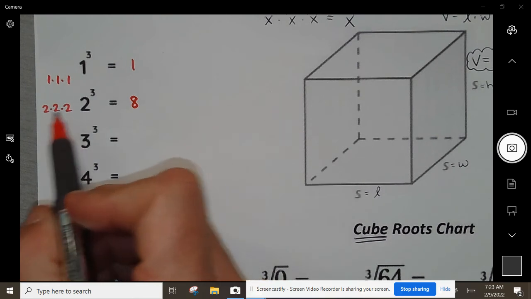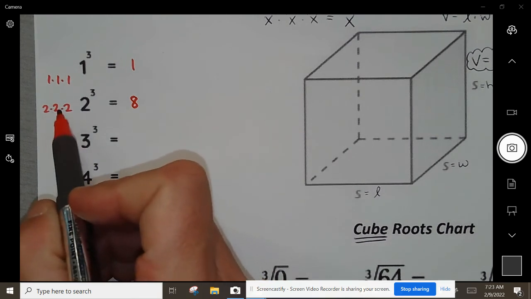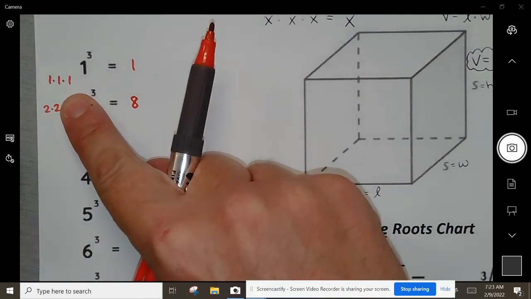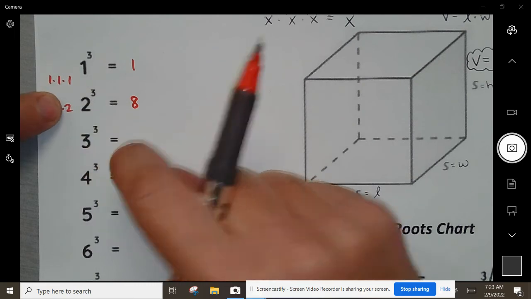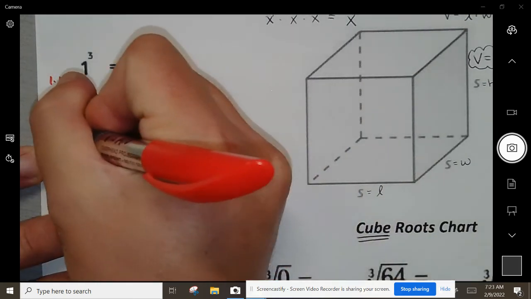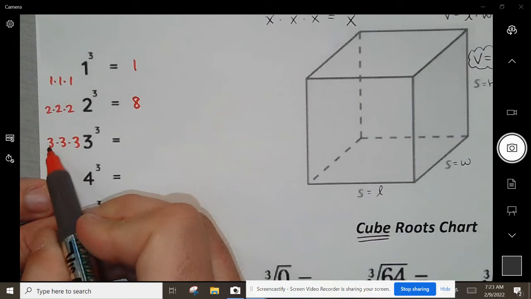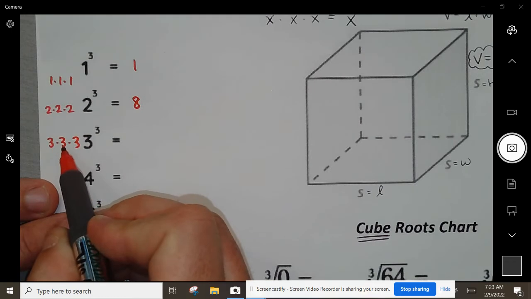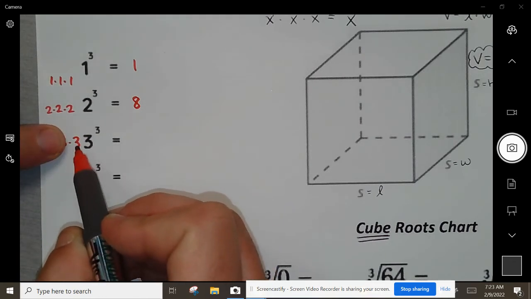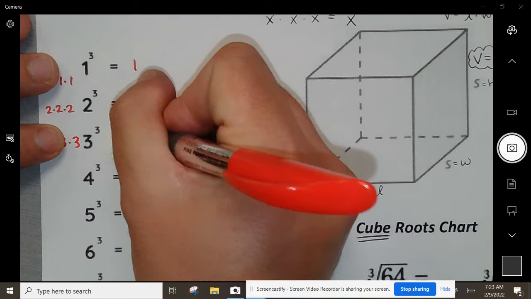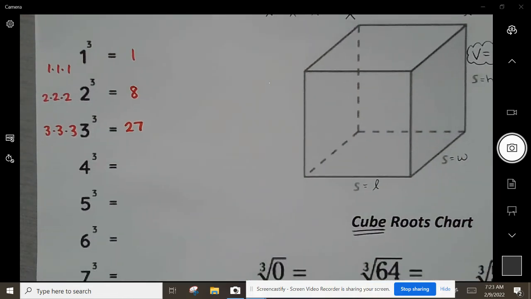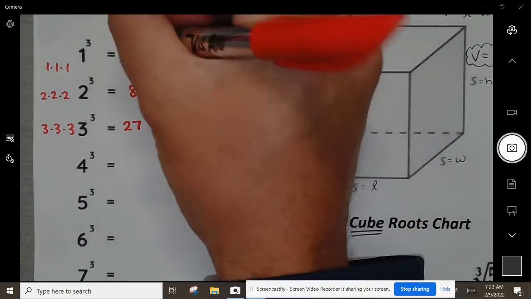This is not 6. Some people look at this and say, oh, that's 6, because it's 3 times 2. Nope. It's 2 times 2, which is 4, and then you have to multiply that 4 times that last 2. All right, let's do the 3. 3 times 3 is 9. And then 9 times 3 is 27. Okay? Now, let's use our calculator to figure out these ones because they're going to get higher numbers.